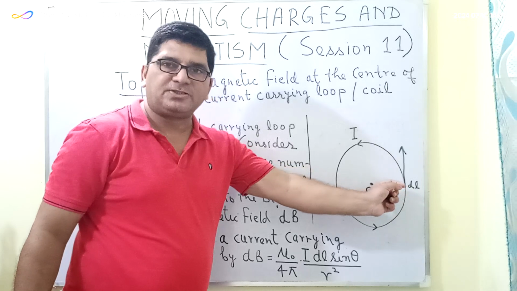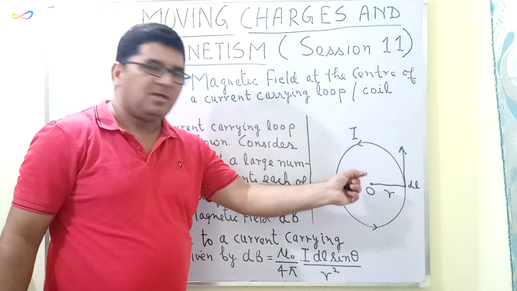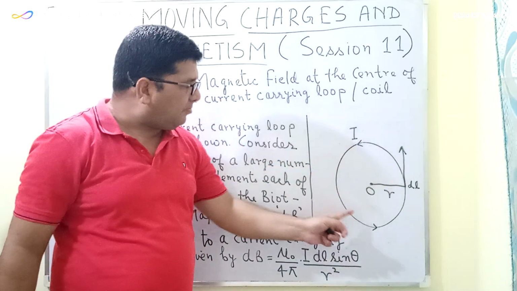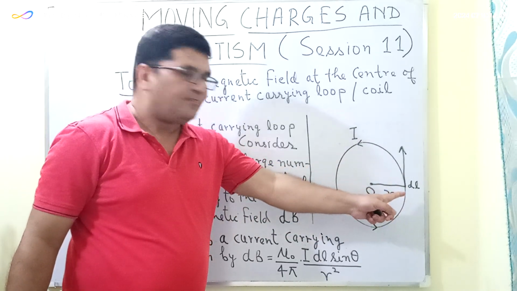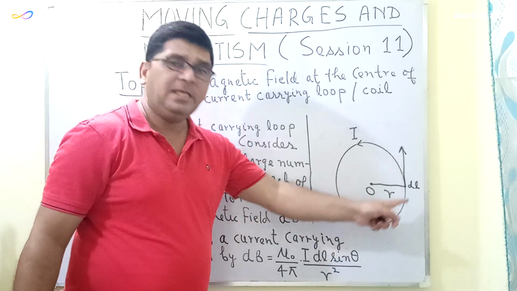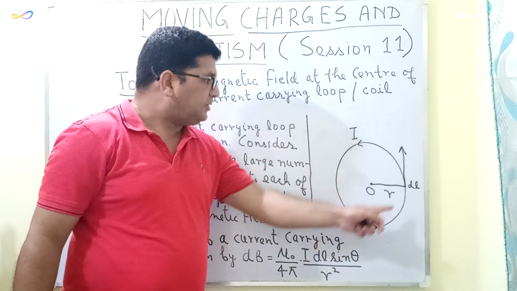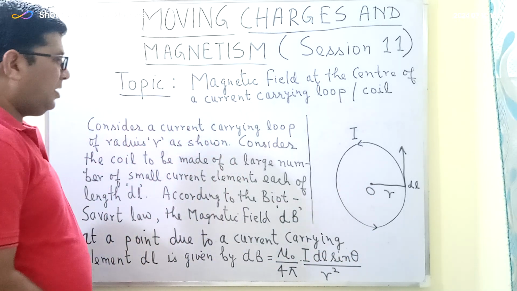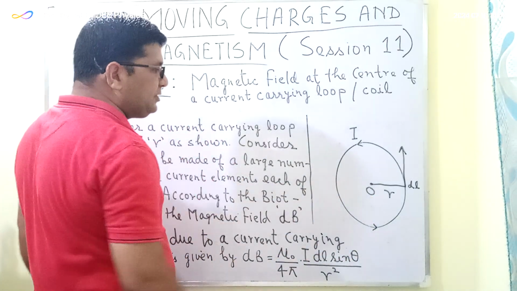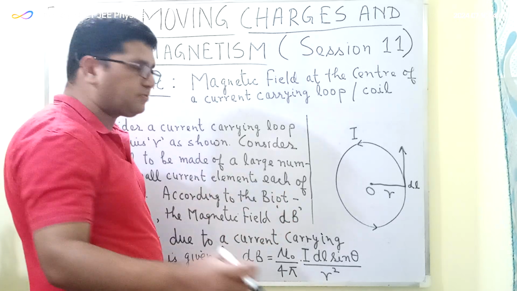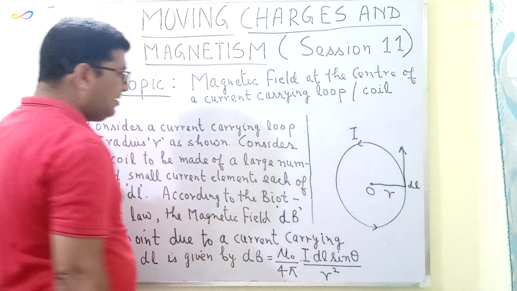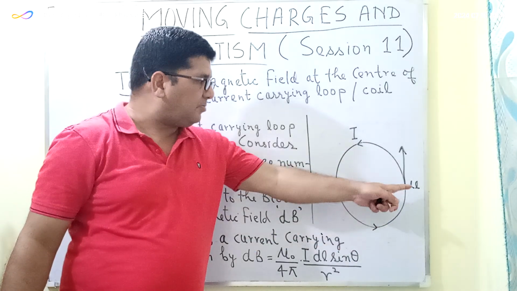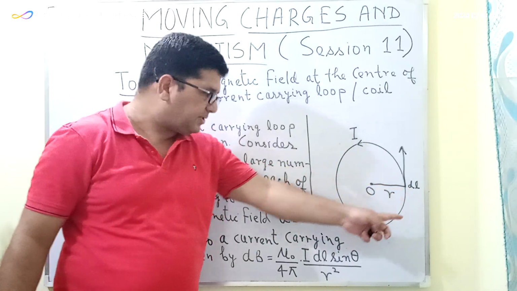Now dl is basically the length of a very small current carrying element, and a large number of these elements make up the total length, or the circumference, of this loop. So here I have taken the length of this very small current carrying element as dl, and this loop is made up of a large number of these small elements.